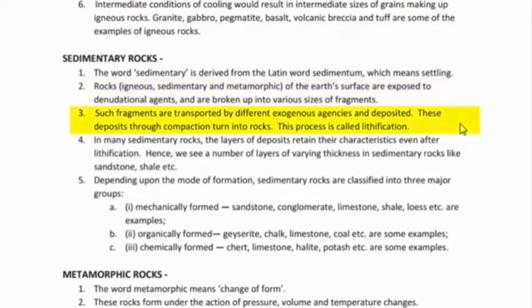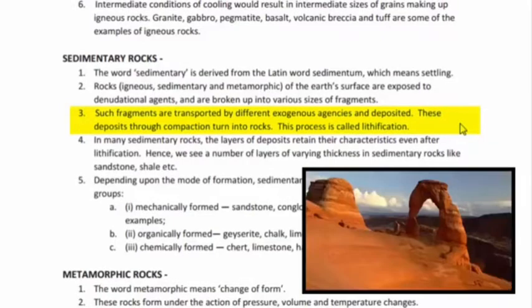Such fragments are transported by different exogenous agencies and deposited. These deposits through compaction turn into rocks. This process is called lithification. Now this process is also known as the rock cycle. I've made a video on it, do check it out.